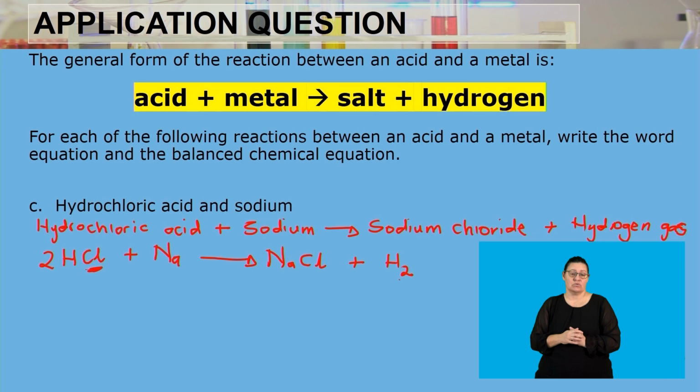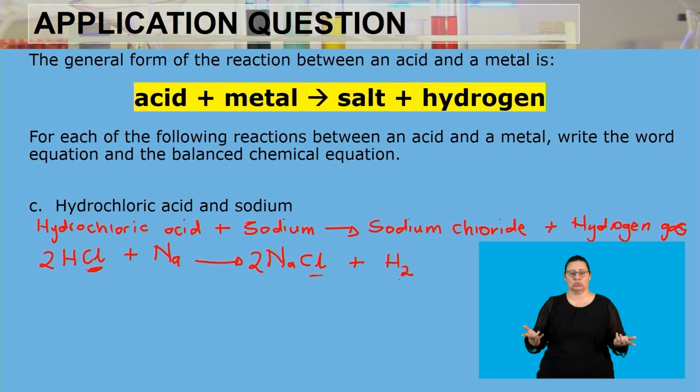So the 2 takes care of the hydrogen, but it creates another problem with the Cl, because there's 2 on the left, but there's 1 on the right hand side. So if I then put in another 2 there, let's just create space. If I then put in another 2 there, that 2 tells me that I have 2 molecules of NaCl, which means the chlorine, there's going to be 2 of them.